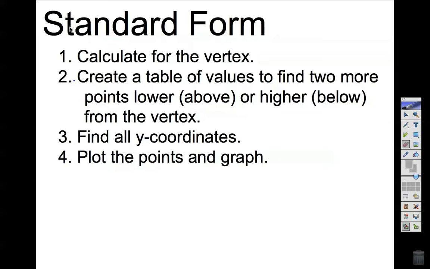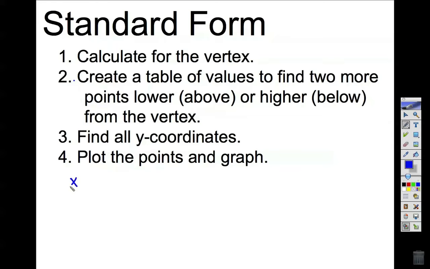If you're given your quadratic in standard form, here are 4 suggested steps in order for you to graph this quadratic. The first thing you want to do is to calculate the vertex. Then you want to create a table of values to find 2 points that are lower or higher from the vertex. Lower and higher in terms of the x value of the vertex. Above and below is a reference in the actual table. Then you're going to find all the y coordinates of those 5 points, and you're going to plot the points and graph.